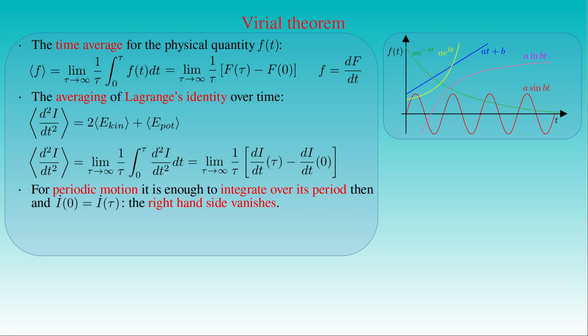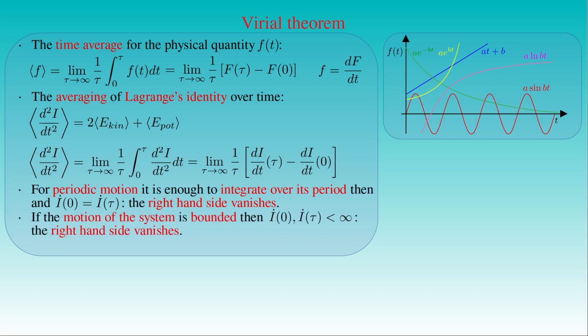If a non-periodic system is bounded and its particles go in regular orbits, the moment of inertia of the system will oscillate regularly between two finite values. Then the derivatives of the moment of inertia evaluated at the initial time 0 and at any tau are finite as well, and their difference is bounded. Since it is divided by tau, it vanishes as tau tends to infinity.